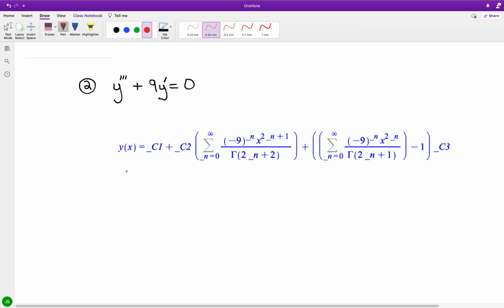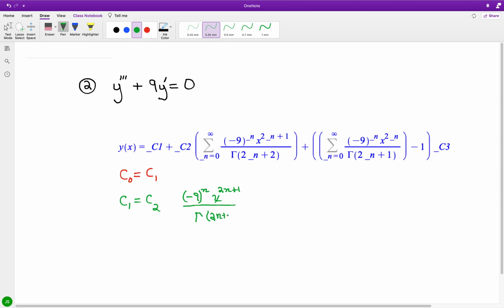So on display, we'll just say that C0 is going to represent C1, and for C1 we'll have that represent C2. Now within the summation, we have -9 to the n times x to the 2n plus 1, all over gamma of 2n plus 2, and I'm just extracting what we have here.